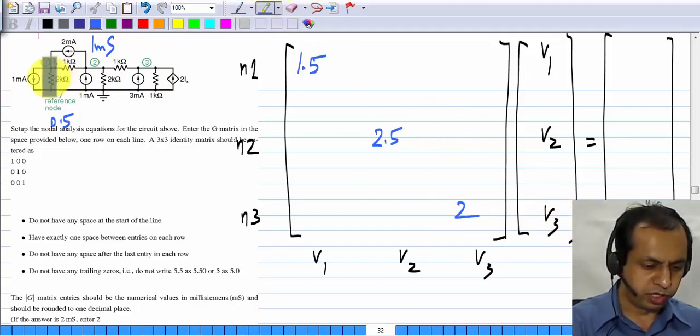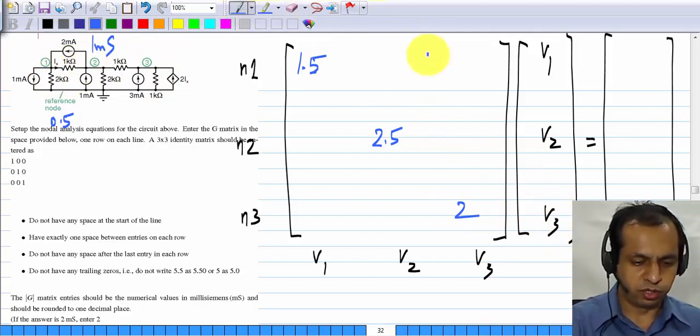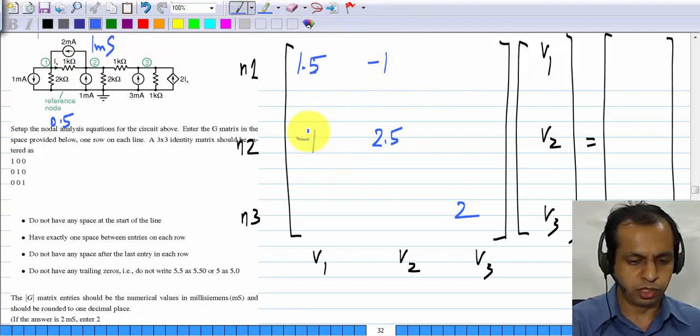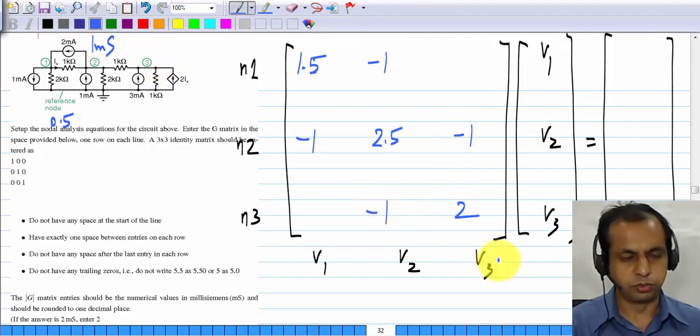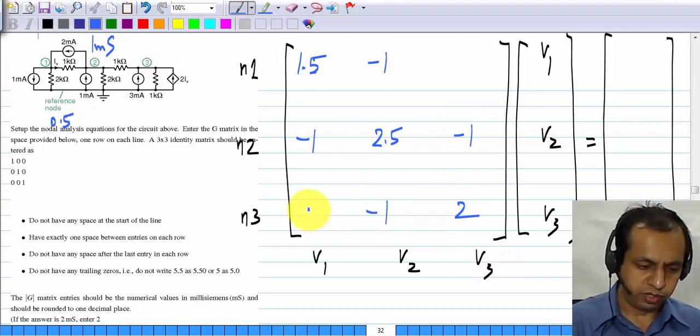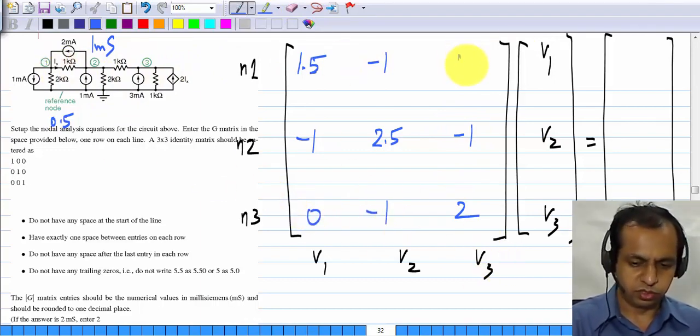And between nodes we have 1 millisiemens between node 1 and node 2, so we have minus 1 and minus 1. We have 1 millisiemens between node 2 and node 3, so minus 1 and minus 1. And nothing between node 1 and node 3, so that is 0.